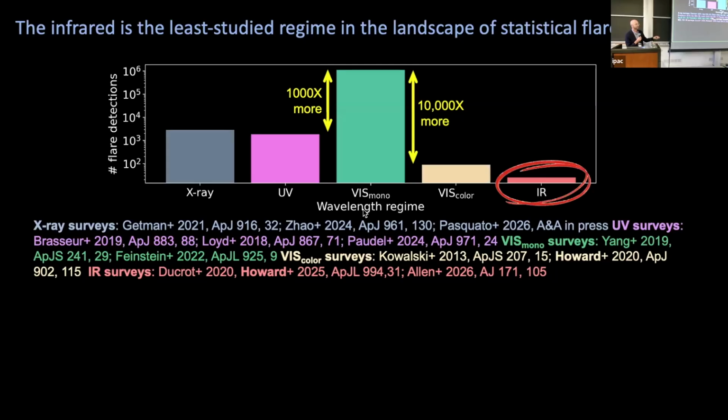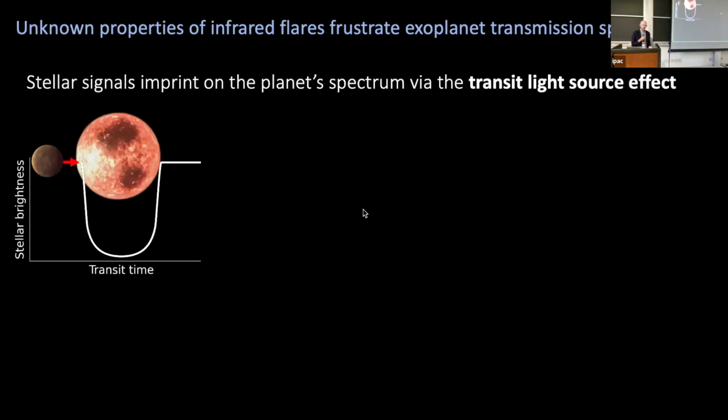The reason the optical is so high is because of the TESS mission primarily. And this raises this question, since flares are fundamentally multi-wavelength events, what physics are we missing out on by not understanding infrared flares? This also has impacts for exoplanets, specifically for transmission spectroscopy of their atmospheres, and this is because stellar signals imprint on the planetary spectrum via something called the transit light source effect.